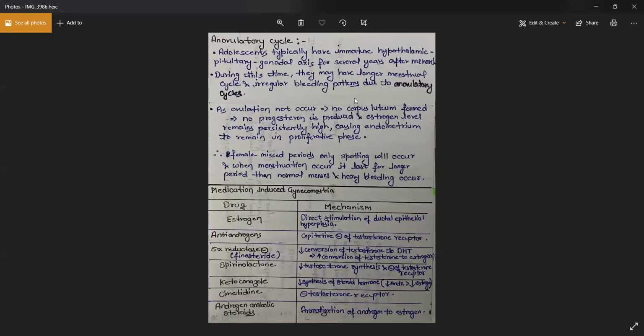Now, when the ovulation does not occur, the patient won't get the corpus luteum. That means no progesterone, and as a result, high levels of estrogens would be there, which will cause the endometrium to remain in the proliferative phase, right?